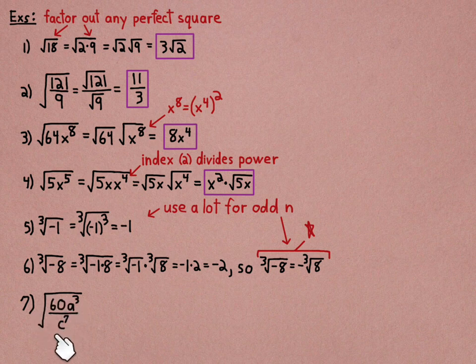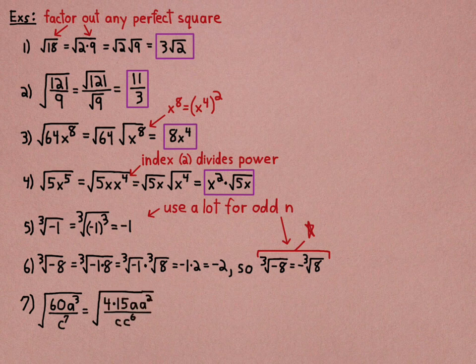Okay, next example: the square root of 60a cubed over 7, or c to the 7th. Now, this is a square root, so the index is 2. 60 is not a perfect square. A cubed is not a perfect square. C to the 7th is not a perfect square. So I try to factor out of these things that are perfect squares, if possible. If not possible, it doesn't simplify.